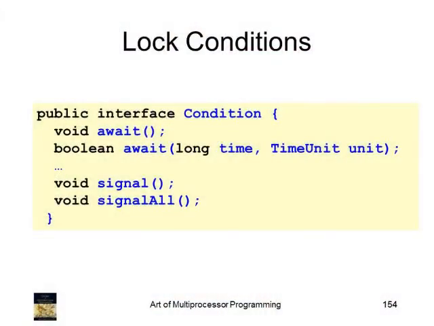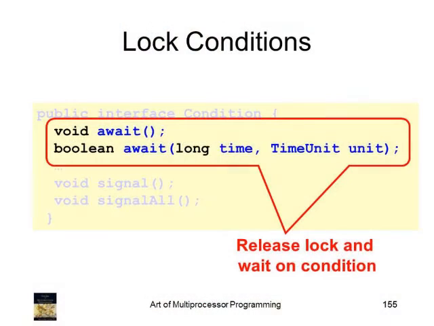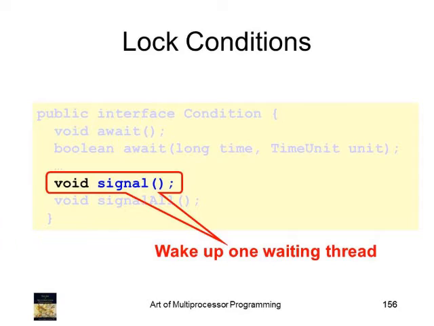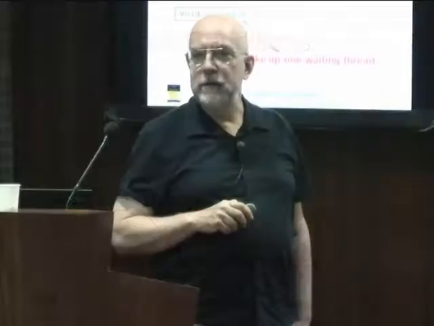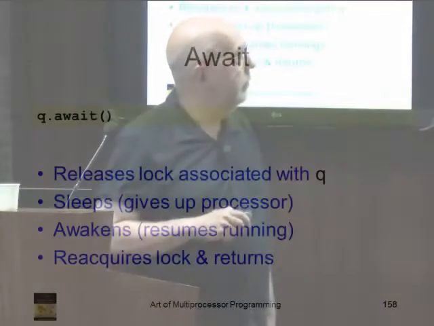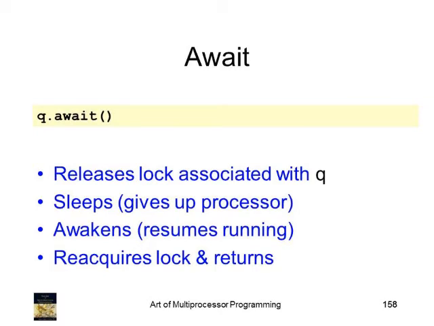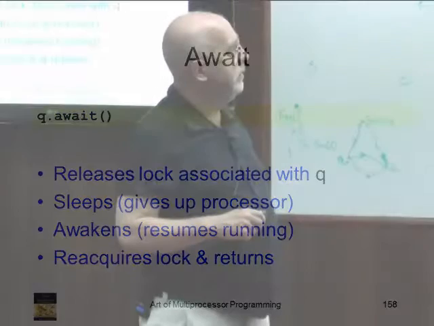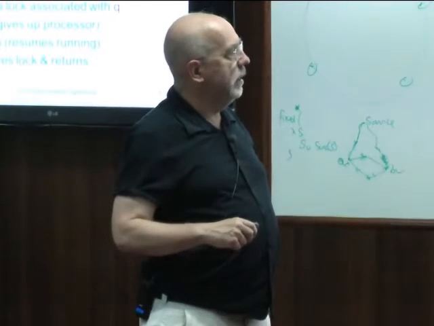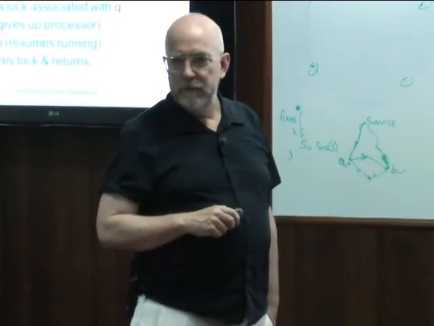So what is a condition? When you call await, it releases the lock associated with this condition, and waits until it becomes true. Signal says wake up one thread that's waiting on this condition. Signal all says wake up every thread that's waiting on this condition. So await releases the lock associated with the condition and sleeps, that is, it gives up the processor. At some point, it awakens, that is, it resumes running, and reacquires the lock and returns.